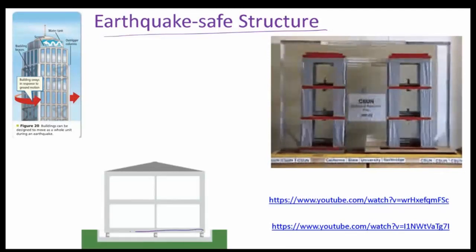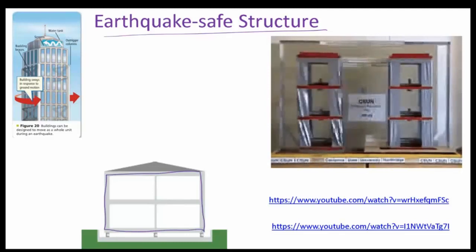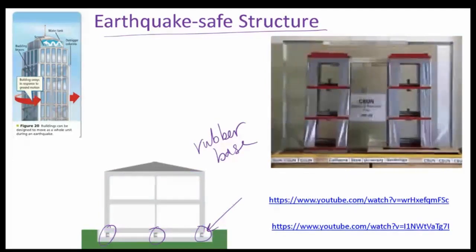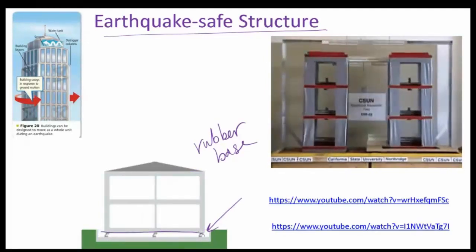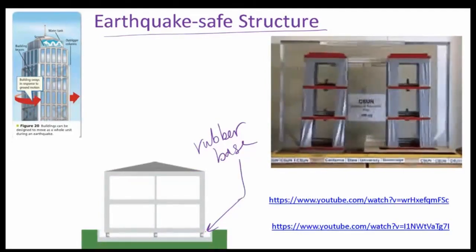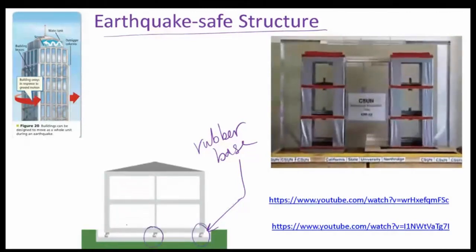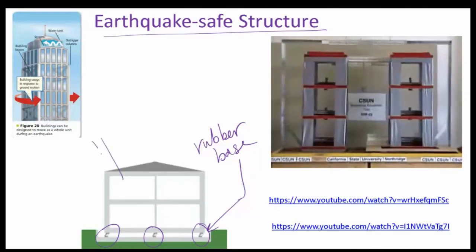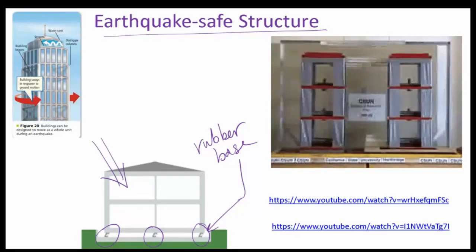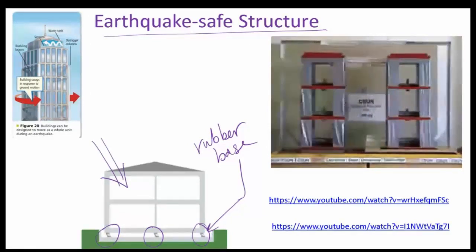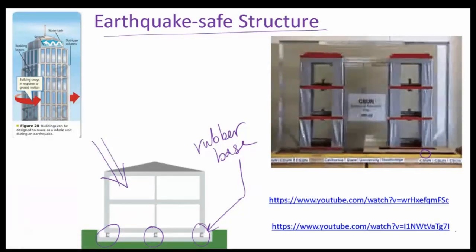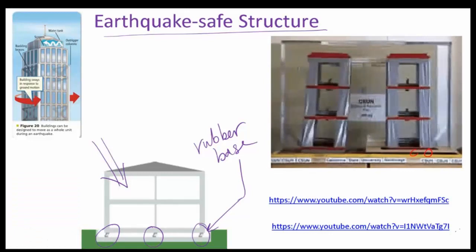They change the foundation, al-asasat, of the building. They sometimes put a rubber base in the foundation, قواعد مطاطية. Why do you think they put a rubber base? That's right, it can absorb the vibration without causing any harm to the building. Number 2, we can use rollers, عجلات. We can use rollers under the building.